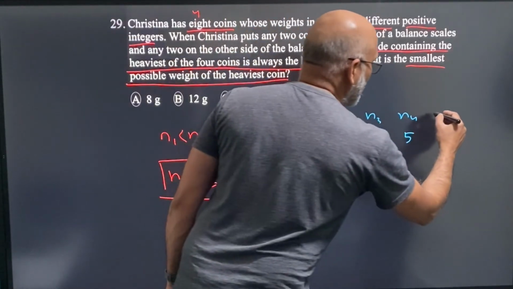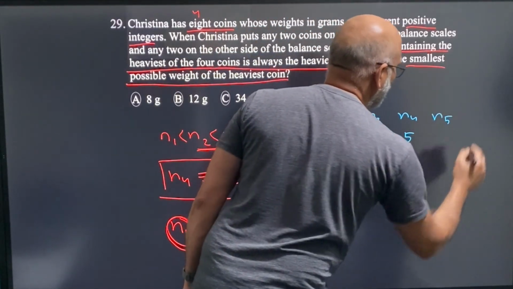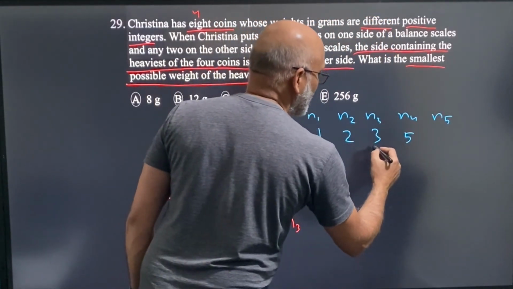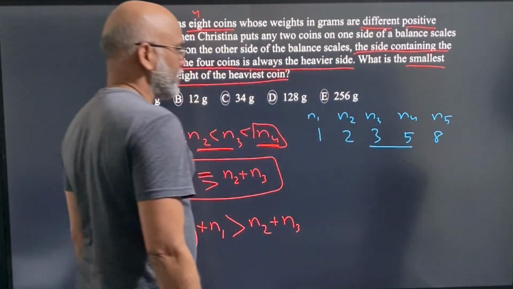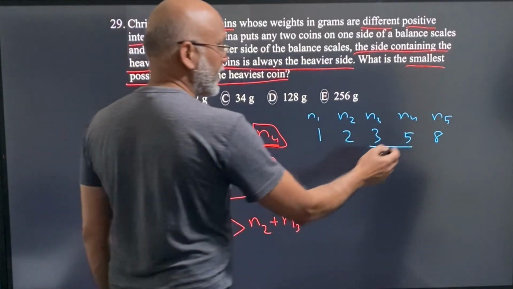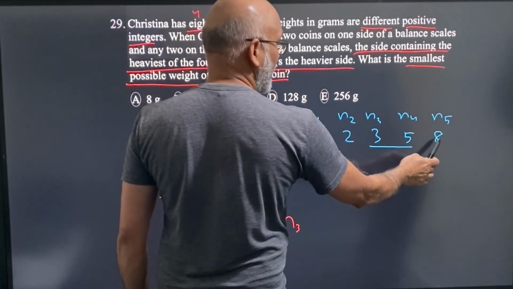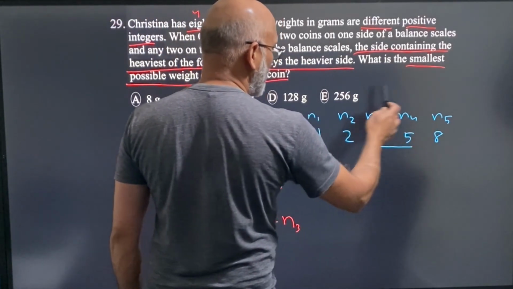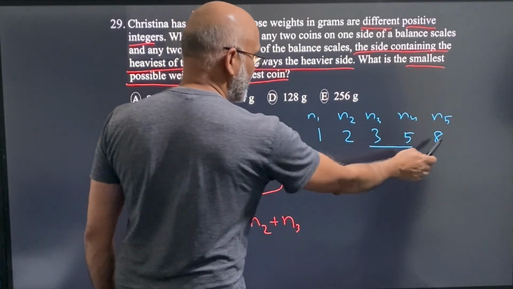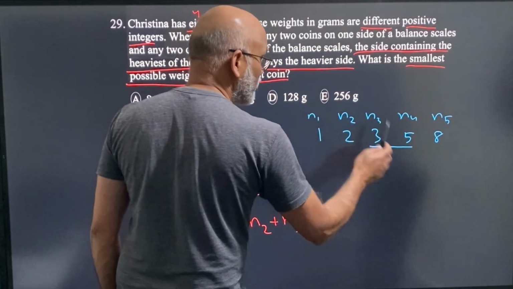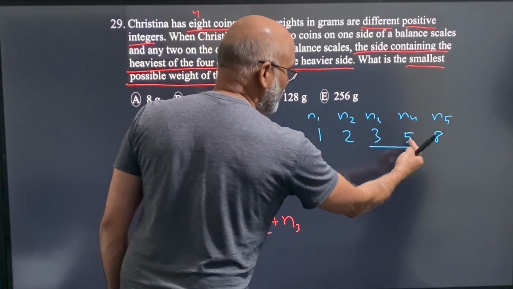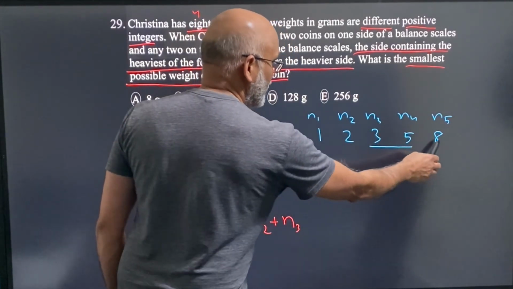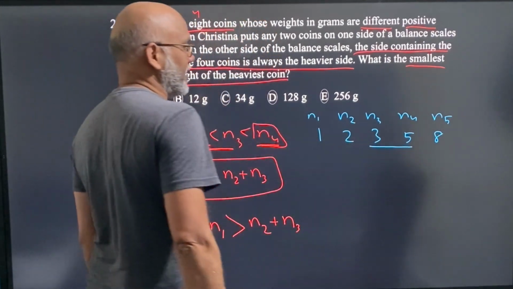Now what will be the next one? n5. This has to be the sum of these two, right? So that is 8, right? Now we can also check, even if I add 8 with the smallest possible integer, that is 1, 8 plus 1 is 9, is always greater than, even if I take the next two biggest ones, right? 5 plus 3 is 8. So 9 is greater than 8, right?